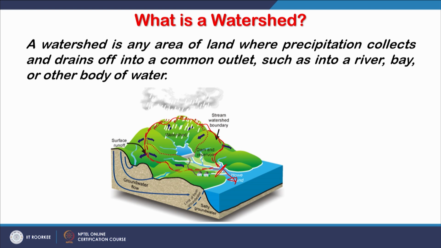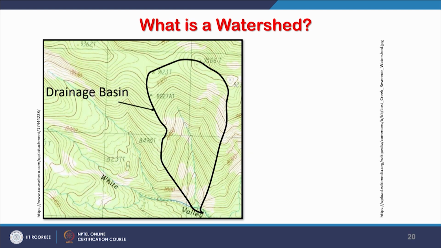This may be converted into a river, bay or other body of water. So, whatever precipitation is occurring within this boundary which is marked red will come out through one single outlet, and that is called the watershed. Identification of a watershed in a topographic map or many times in satellite images is not a difficult task, but identification of a springshed is really challenging. I will give you much more detail on that.